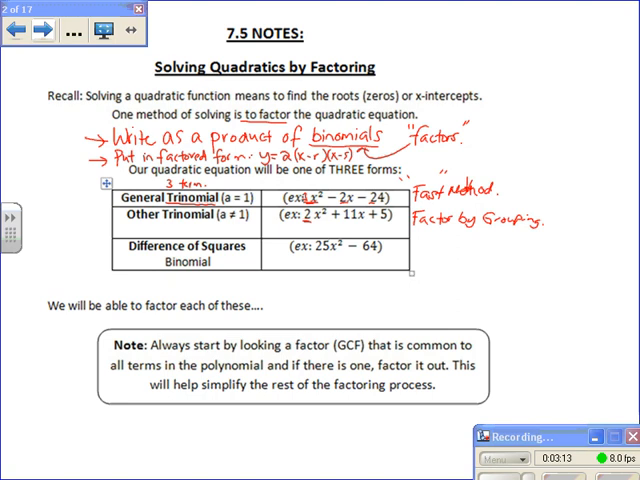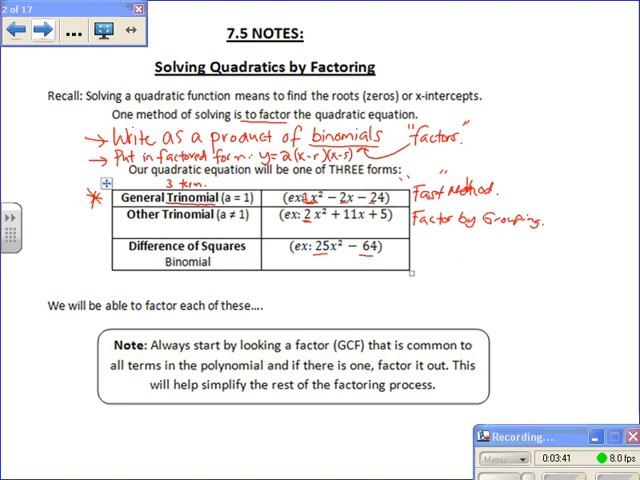And then finally, in lesson 3, we're going to look at a quadratic that doesn't have that middle term, the x term. We have 25x squared minus 64, and these are special types of quadratics where it's a binomial because there are 2 terms, and both the first and the last term are perfect squares. There's a method that we use to quickly factor those difference of squares binomials. So we're going to start here today.